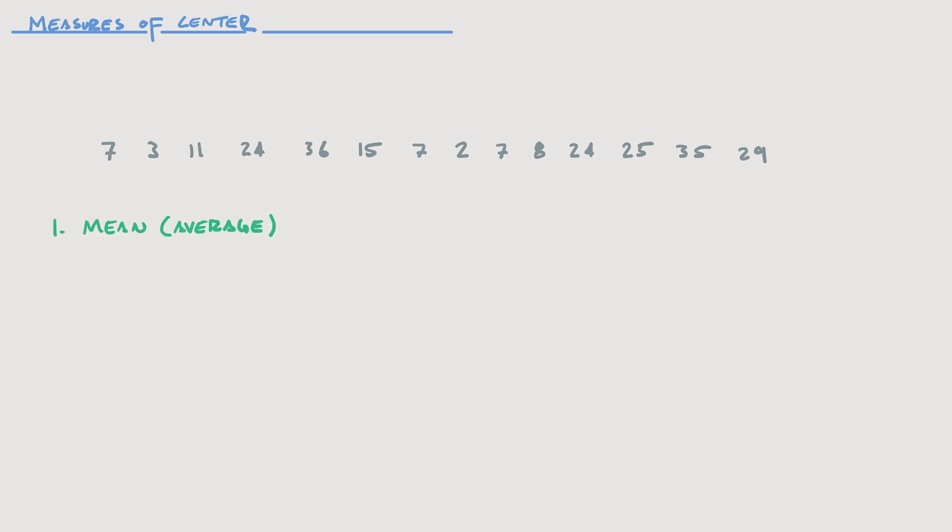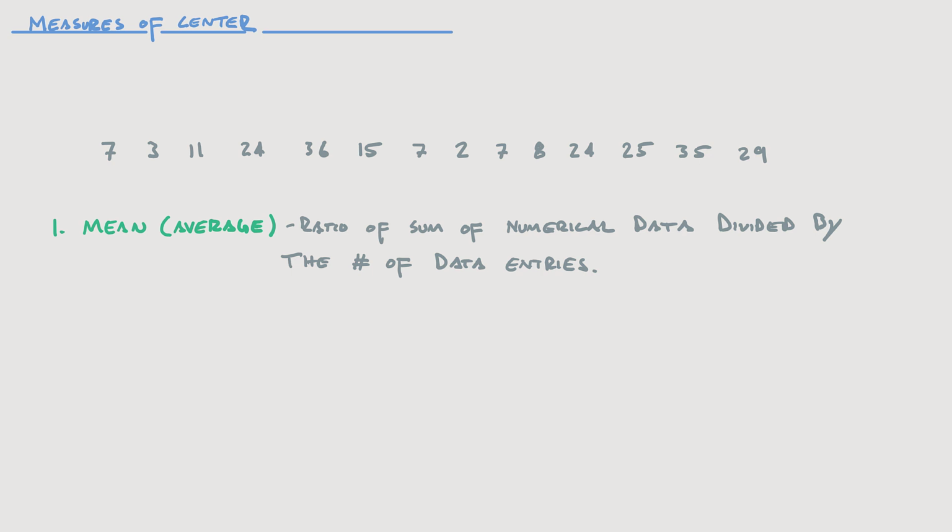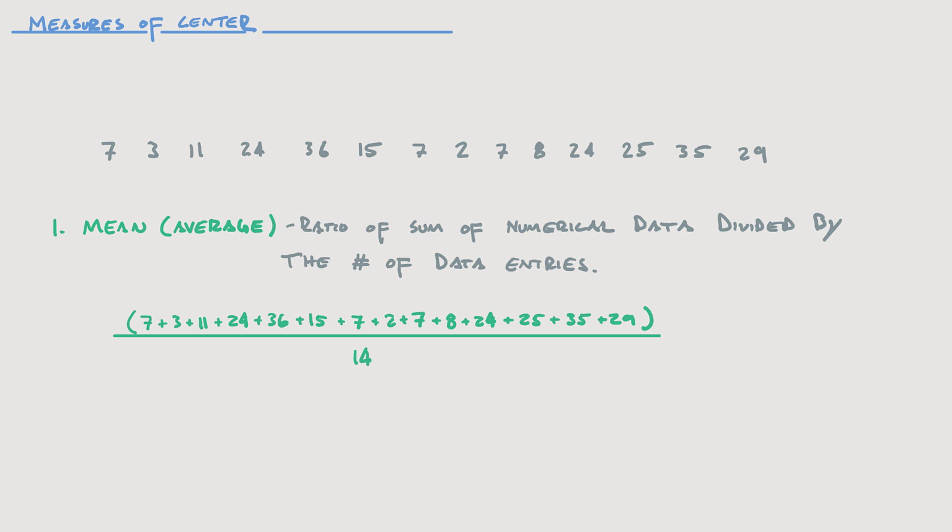Well, it turns out there's 3 different ways that we could define the center of some data set. The first is probably the one we're most familiar with, which is the mean, or the arithmetic average. And that's simply the ratio of the sum of numerical data divided by the number of data entries that there are. So you take all the numbers, add them all together, you divide them by the number of data points that there are, which in this case is 14, and you get 16.64 approximately. Right, I rounded that a little bit. Okay, but there's 2 other ways you could measure center.